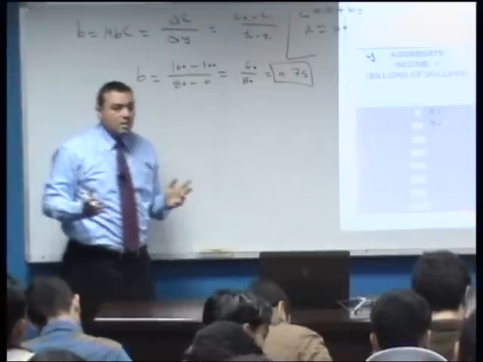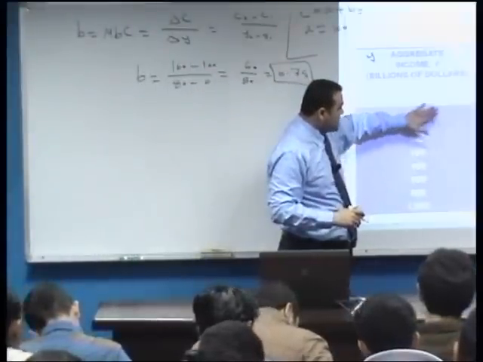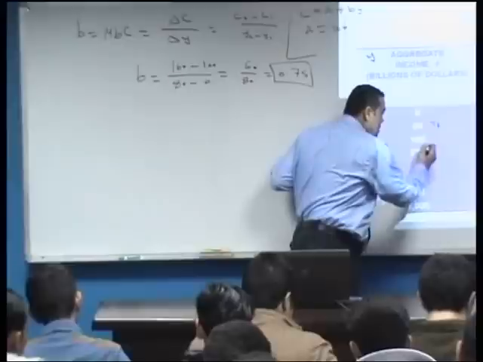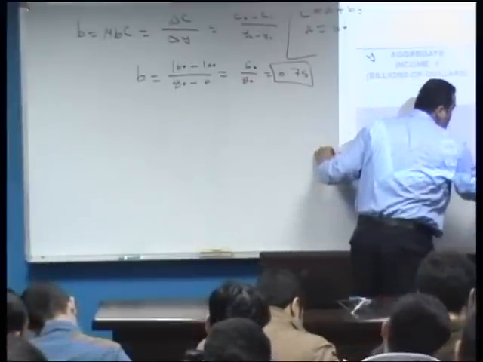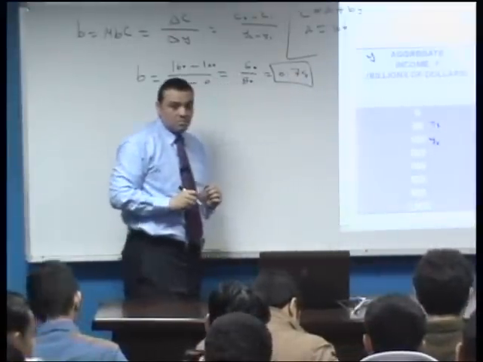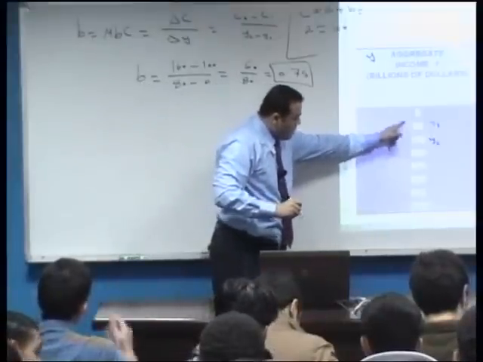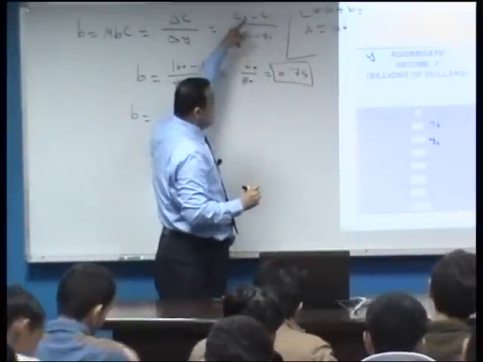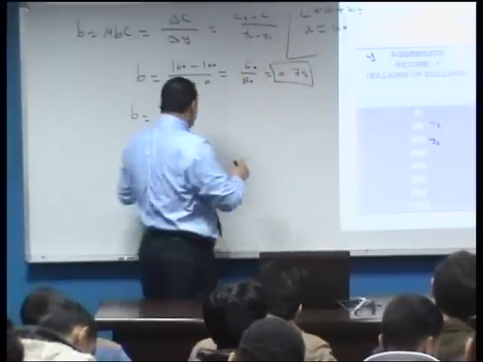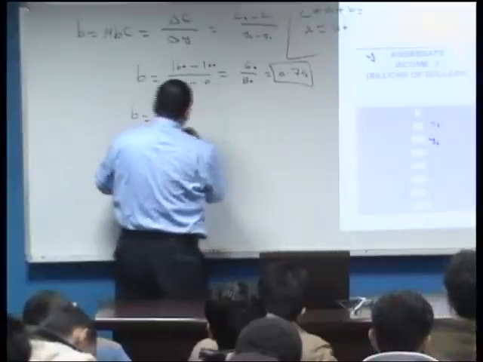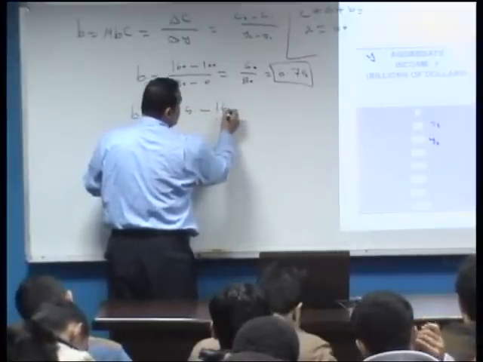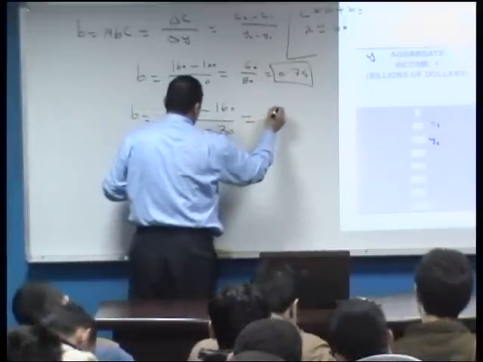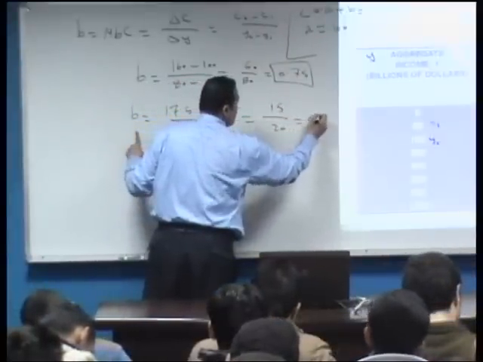If we take another case, suppose this is Y1, Y2, C1, C2. Let's apply the same formula. B equals C2 minus C1 over Y2 minus Y1. So C2 equals 175 minus 160 over how much? 100 minus 80 equals 15 over 20 equals 0.75.